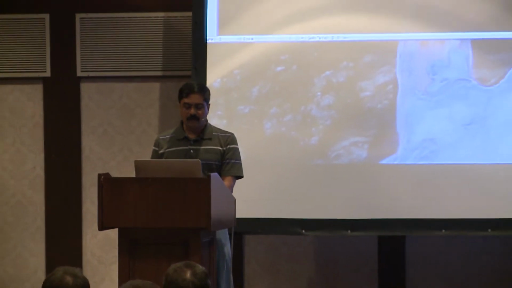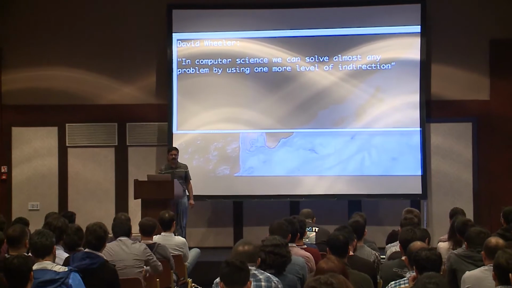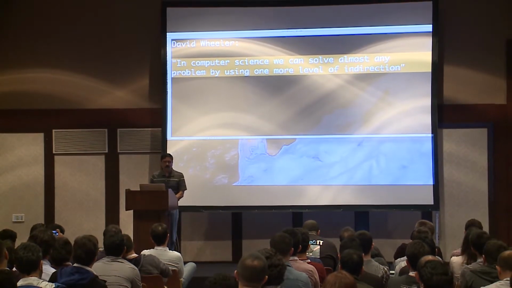For this, I'm going to invoke the words, probably the best words ever spoken, hands down, in computer science. In fact, I would say if a special prize were to be given for the wisest words spoken in computer science, I would argue it should go to the gentleman named David Wheeler, because he said something that I think of every single day when I program. Because it's so profound, he said, in computer science, we can solve almost any problem by using one more level of indirection. What a beautiful, beautiful way of thinking. I would say this is probably one of the most important things we can ever learn in our field.